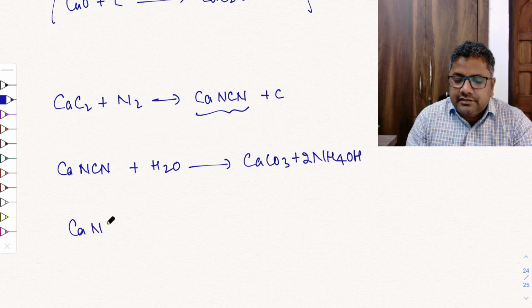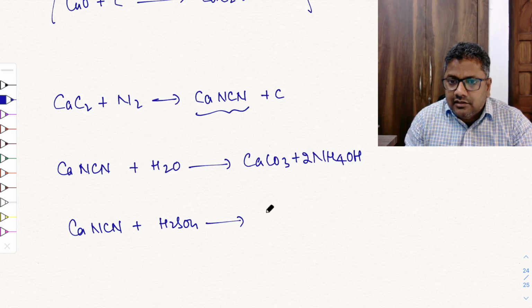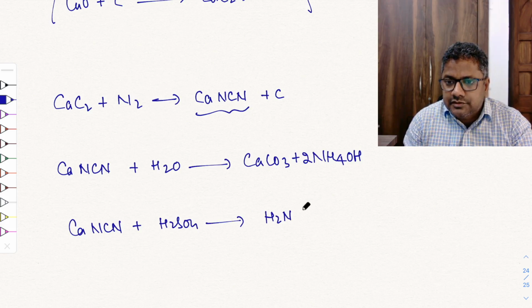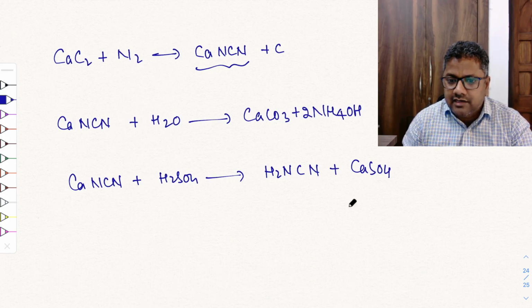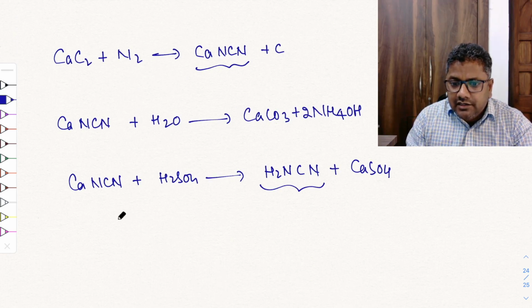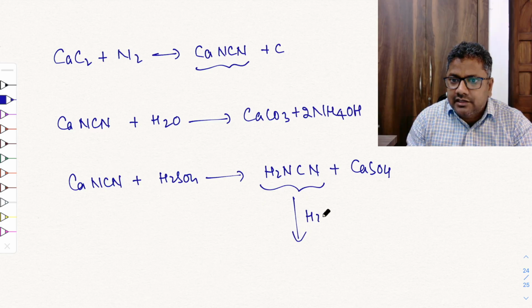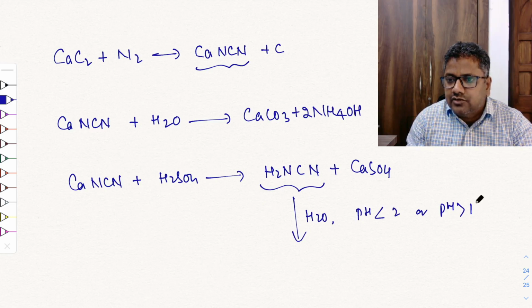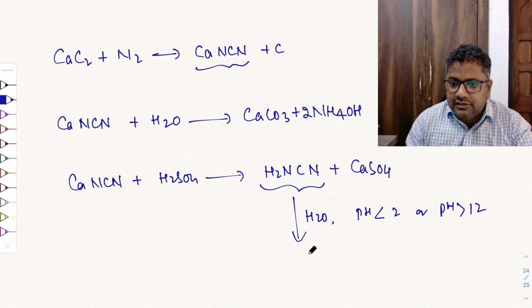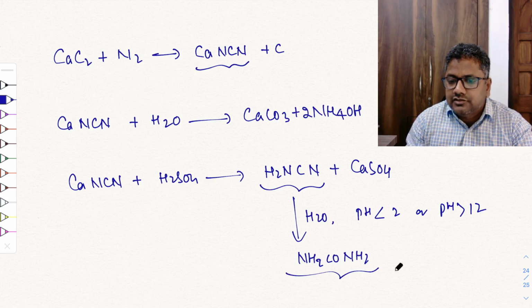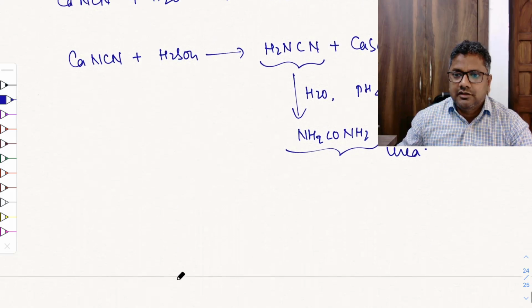And if you treat this CaNCN plus H2SO4, you will have NH2CN plus CaSO4, right? And this is cyanamide, basically. If you take this cyanamide and hydrolyze this at pH less than 2, or pH more than 12, right? You will have urea, NH2CONH2, right? So this is a very important reaction, okay?